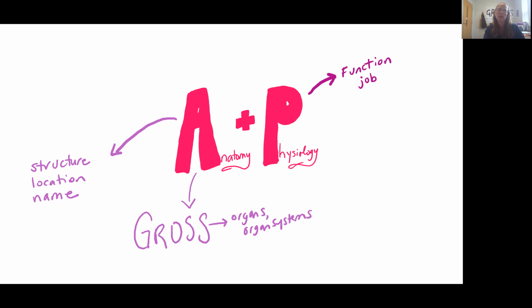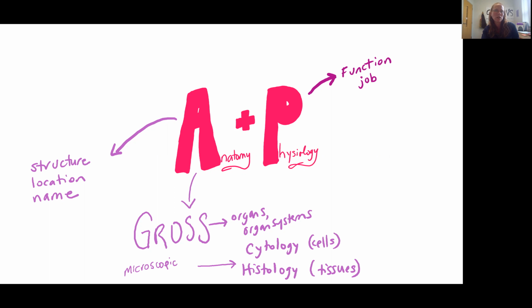All right. Now you can study anatomy at the gross level, and this doesn't mean icky, gross, disgusting. This just means big. So if we're studying organs, organ systems, that's gross anatomy. And then you can also study it at the microscopic level. And so there, that would be the study of cells, which is called cytology. We're going to be doing that in chapter 3. And then you are already in your labs this week starting your study of tissues, which is called histology.